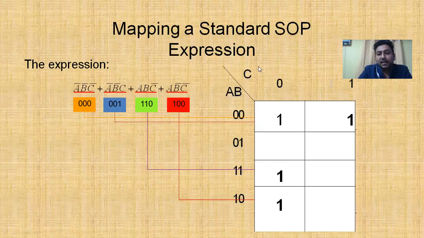So this is the Karnaugh map, standard Karnaugh map format, A B C. So 0 0 0 means this one is 1 for SOP. This one is 1. 0 0 1, that means this one is 1. 1 1 0, that means this cell is 1. 1 0 0, that means this cell is 1. That is the way we map a standard SOP expression into a K-map.